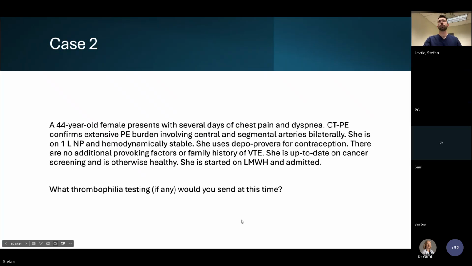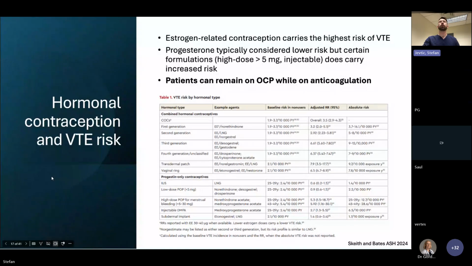So just a quick review about hormonal contraception and VTE risk. As many of you know, estrogen-related contraception does carry the highest risk of VTE. And this is a really nice table summary by Leslie Skeeth and Shannon Bates that was published a few years ago, comparing all of the different types of hormonal contraceptive and their relative risk of VTE. As you can see with your estrogen or combined hormonal contraceptives, as you go down in higher generations with increasing estrogen concentration, you are seeing a higher risk of VTE, up to 6 to 7-fold relative risk increase. And the same can be said with your transdermal patch and the vaginal ring.